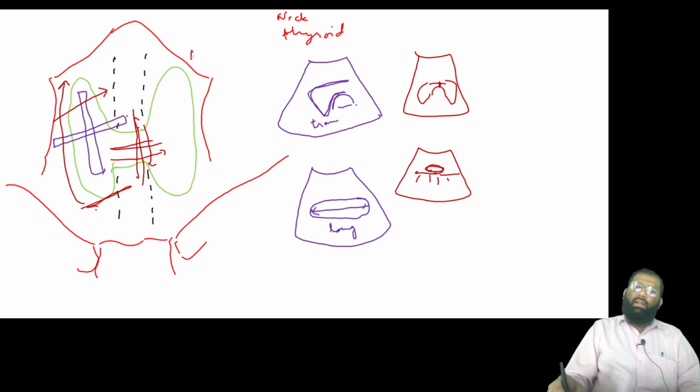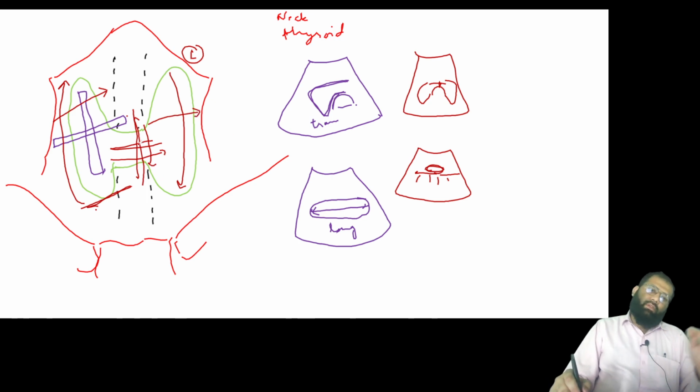Just like we did on the right side, we also look on the left side for presence of any cysts or lesions in transverse section from superior to inferior. Similarly, in longitudinal sections from left to right or right to left, whichever is fine.